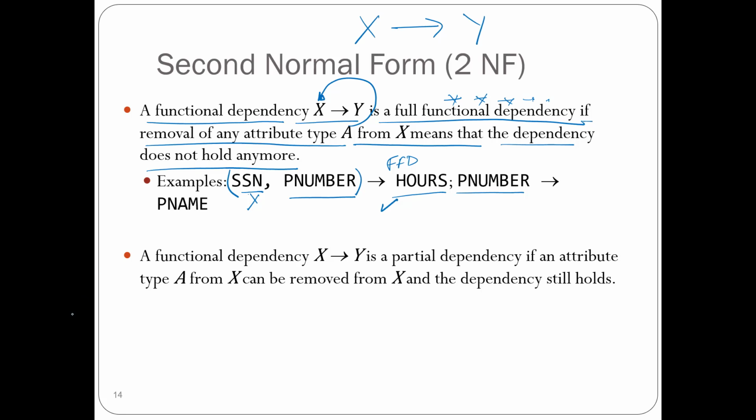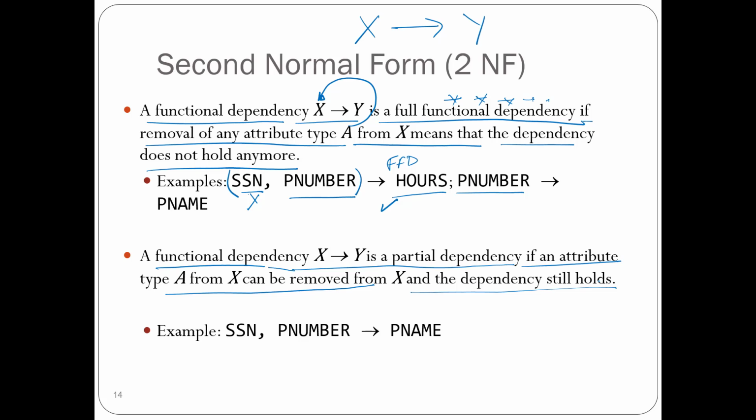Now let's look at another kind of functional dependency. A functional dependency X to Y is a partial dependency. We have seen full functional dependency, right? Now let's think about the partial dependency. So a functional dependency X to Y is a partial dependency if an attribute A from X can be removed from X and the dependency still holds, right? So there are going to be some cases that will fall in the category of partial dependency. So let's look at some examples.